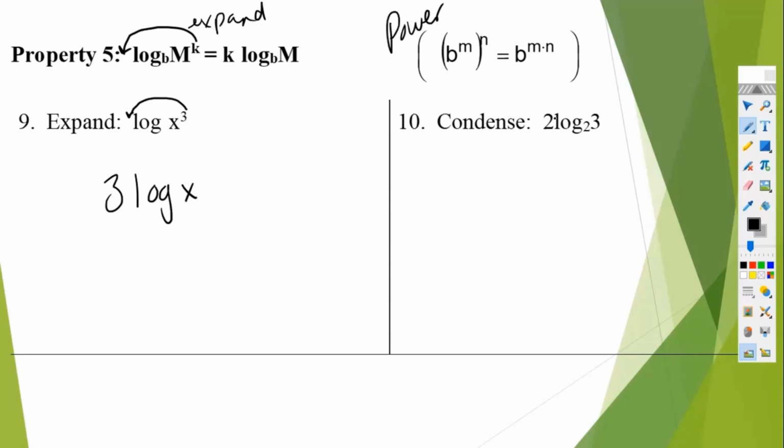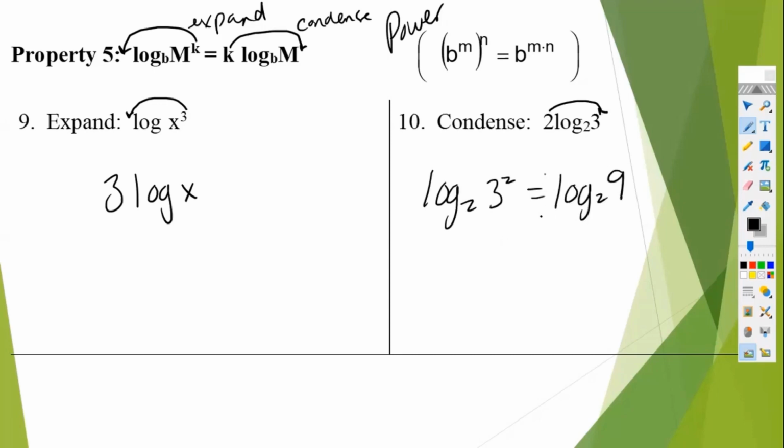All right. When you're condensing, you're going the other way. You're turning your coefficient into your power. So what is our coefficient? 2. So it becomes log base 2, 3 squared. What is that? 3 squared is 9. And you simplify if you can. Can I simplify 3 squared? Yes. So I'm going to write it as log base 2 of 9.